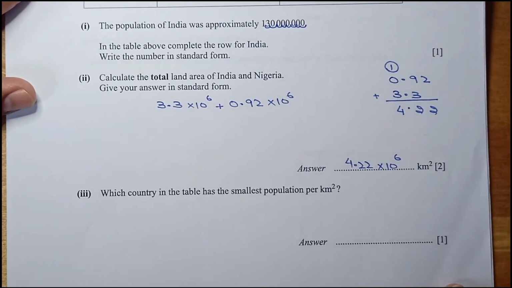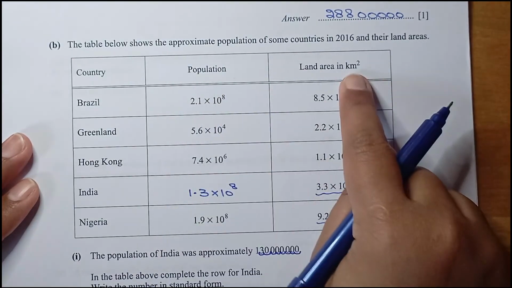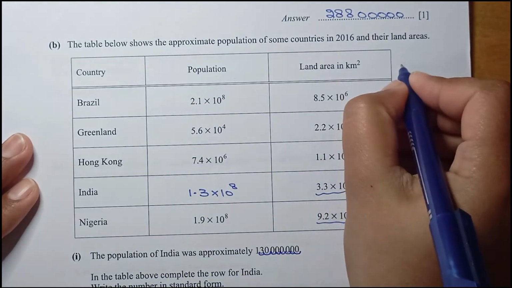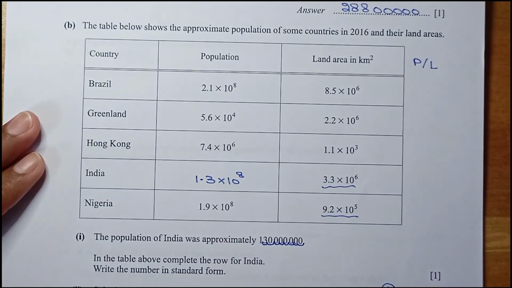Now for the third part, which country in the table has the smallest population per kilometer square? Okay, so we have a population and per kilometer square. It means we need to find population over land area, right? And we need to find the smallest one.